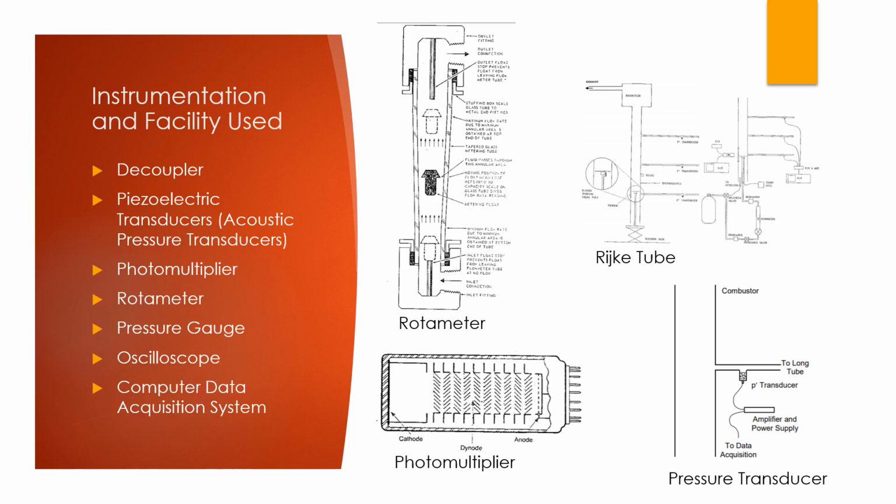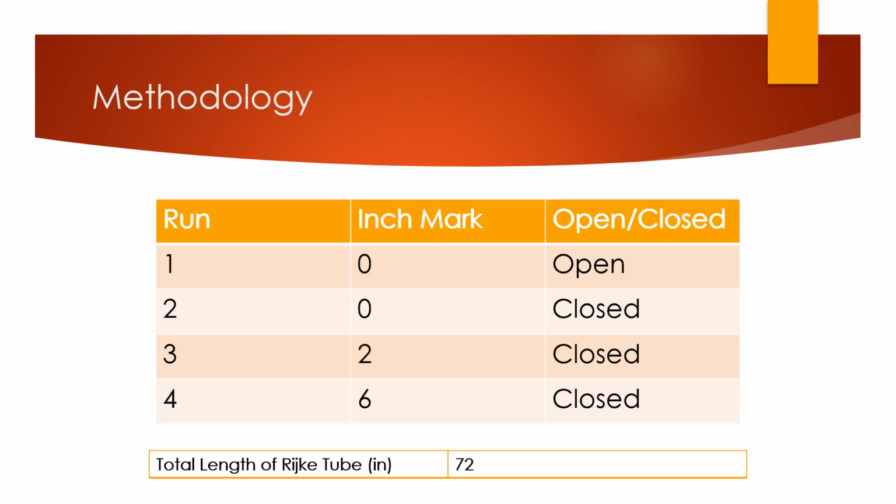In our experiment, there are 3 different piezoelectric transducers at 3 different locations. These transducers detect pressure fluctuations at these points and translate these functions into voltage. The lab was conducted in 4 runs, each of which having slightly different Rijke tube environments.